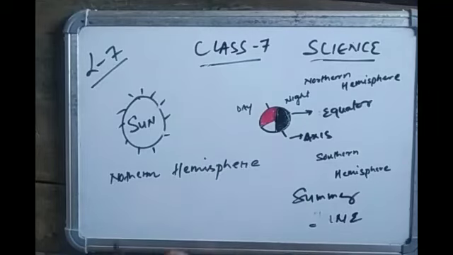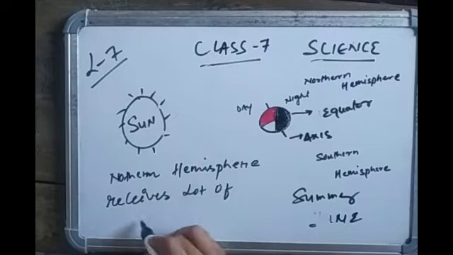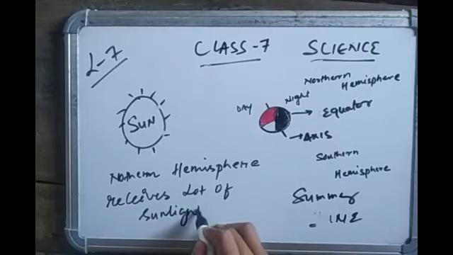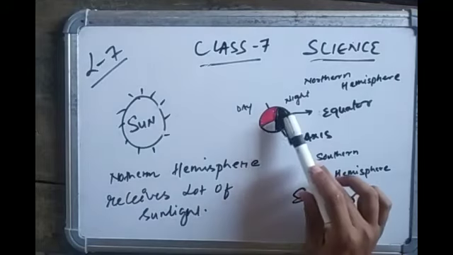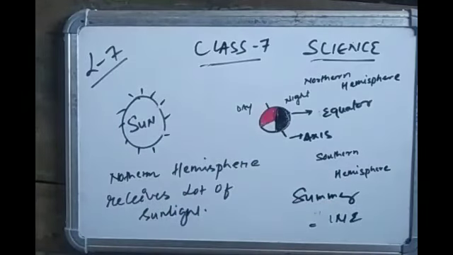Northern hemisphere receives a lot of sunlight. So in summer the northern hemisphere is pointed towards the sun, and because of this reason the amount of light received by the northern hemisphere is more. So the northern hemisphere receives a lot of sunlight during summer.